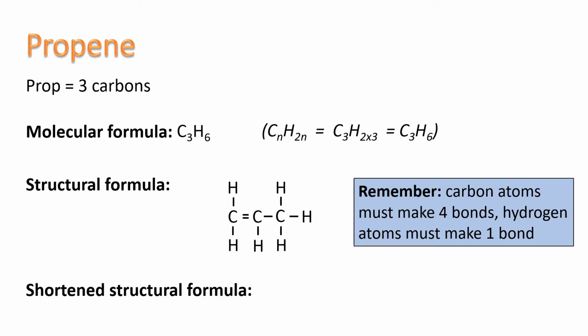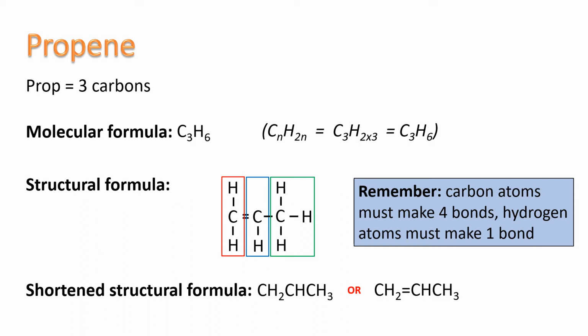Then finishing with our shortened structural formula, we look at each carbon in turn. So the first one will have CH2, second CH, and the last one CH3. And remember, we can also write this by keeping the double bond in. CH2, double bond, CH, CH3. So again, if we just pause here and copy this note down.